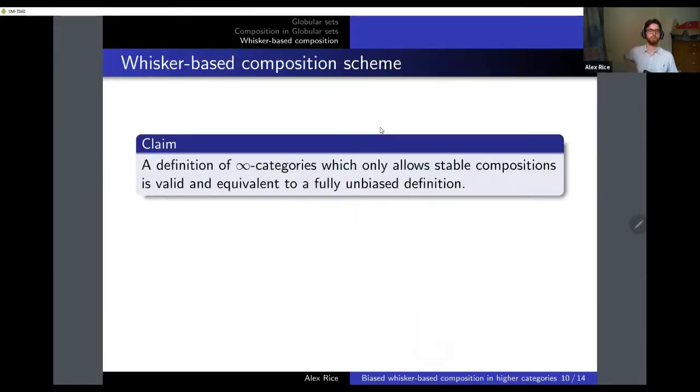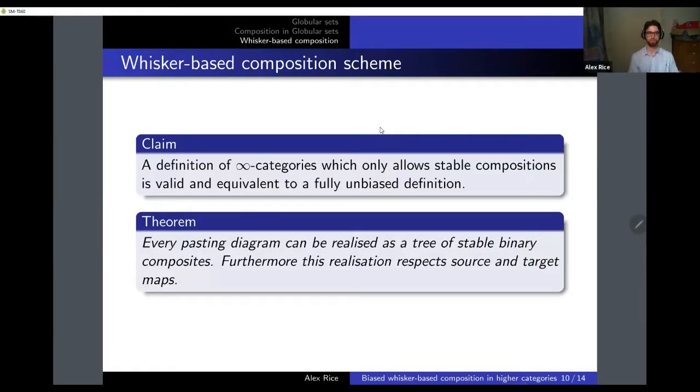So basically, what have I done? My claim first is that these stable compositions are enough to build up every other composition. In the same way that the binary composition in one category was enough to build up every composition in one category, I'm saying that these are a large enough class of compositions to get everything. But unfortunately, proving definitions of infinity categories are equivalent is notoriously hard. So instead, we've proved this theorem.